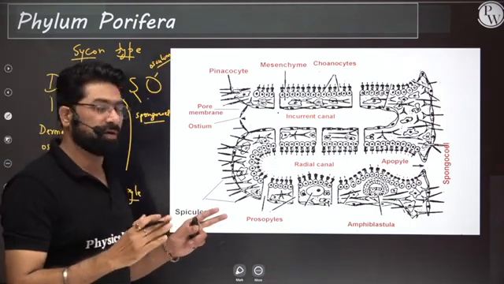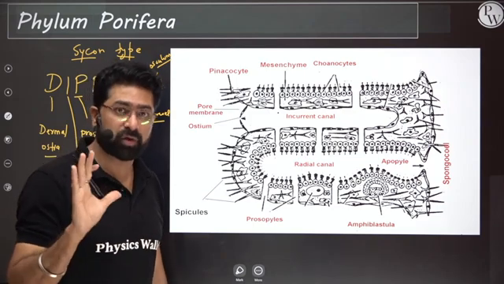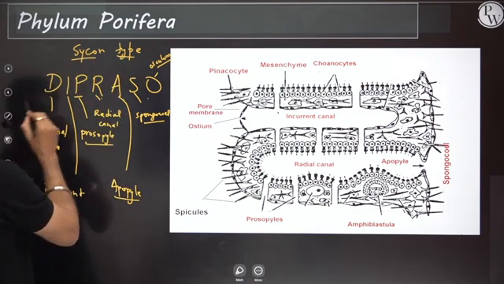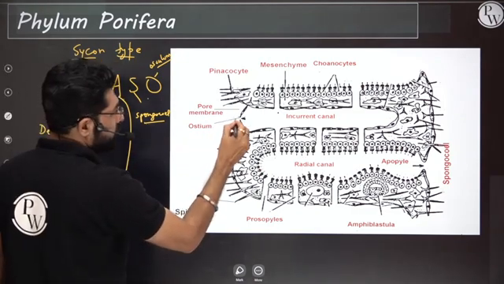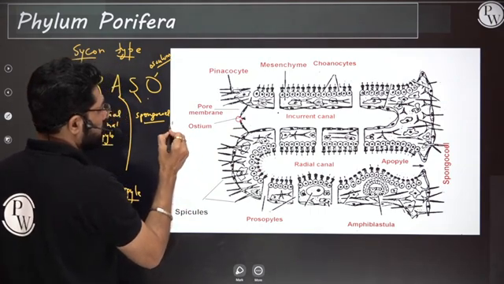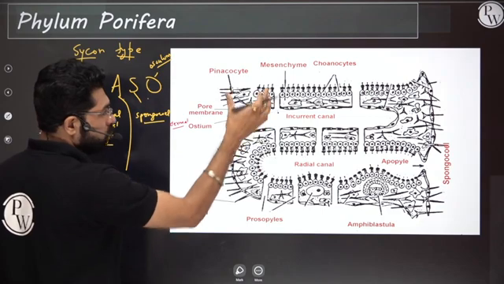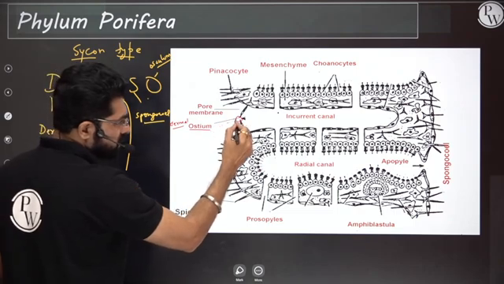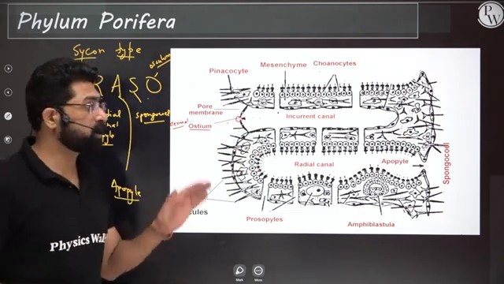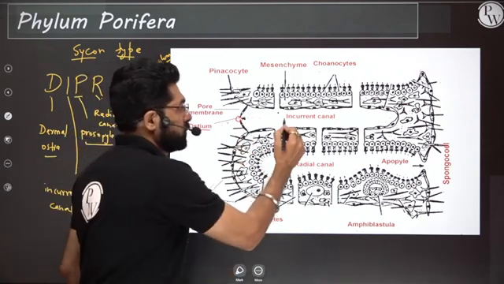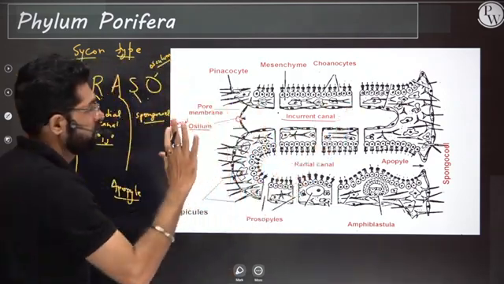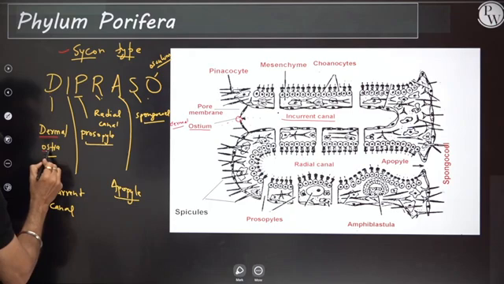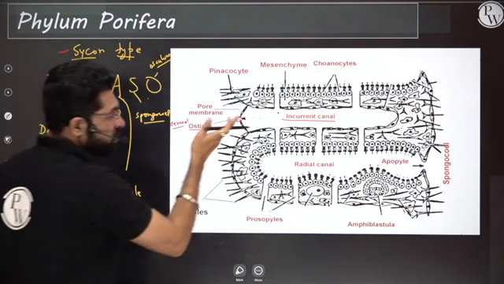So let's see how this mantra works here. It's very easy. You will never forget also. Let's see how. This is a structure here called dermal ostia. So we can write here dermal ostia because it is present in the outer part, and that's called dermis. So dermal ostia, or you can say ostium also, through which water enters. So water has entered into what? It has entered into a canal called incurrent canal. So Sycon type, you see DIPRASO, D for dermal ostia, I for incurrent canal, it has gone into incurrent canal.